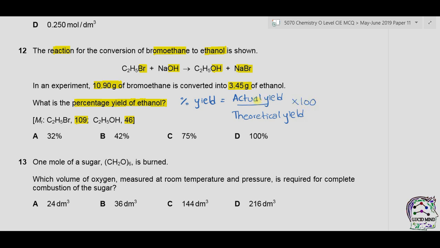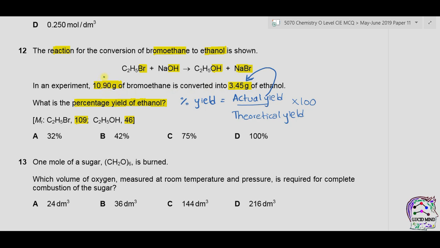Actual yield is the one that can be found through experiment, and actual yield is always given in the question. In this question, 3.45 grams of ethanol is the actual yield, while theoretical yield is to be found out by using calculations using the balanced equation. In this question, we have two things. One is bromoethane and second is ethanol.